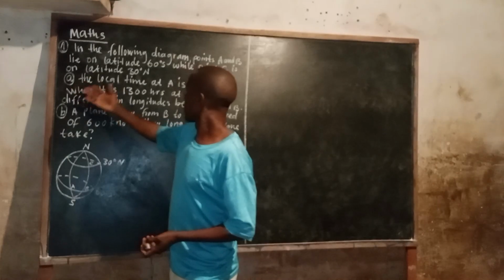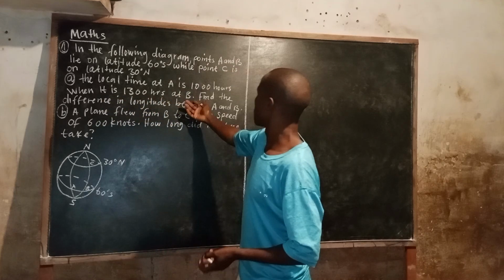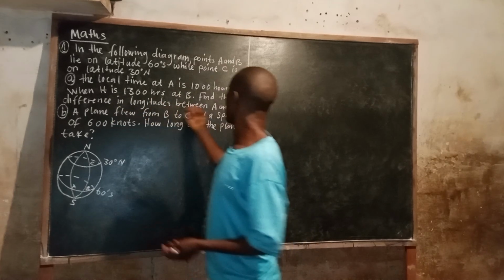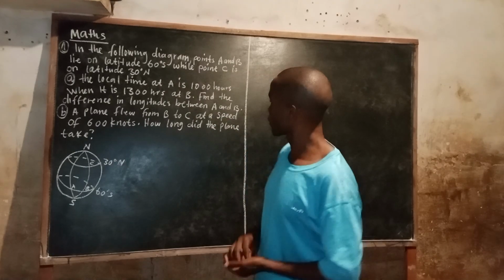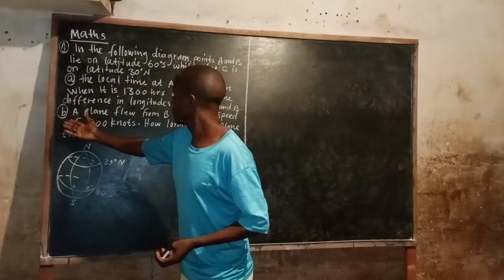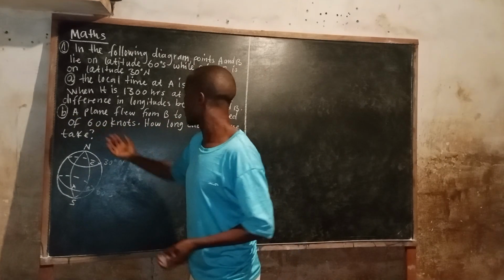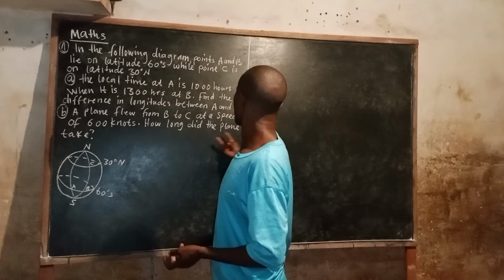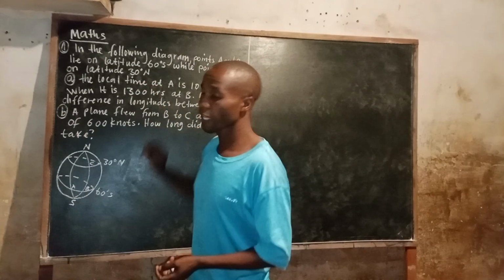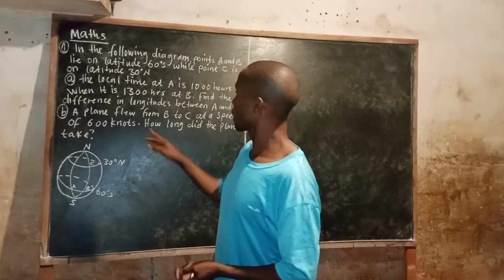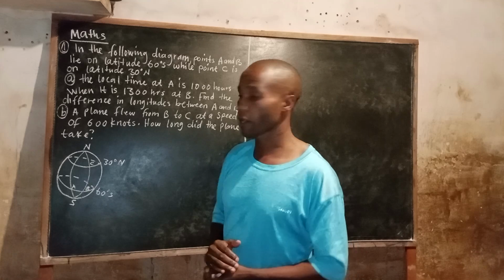Question A. The local time at A is 10 hours when it is 13 hours at B. Find the difference in longitude between A and B. That is the first question. Then the second question, which is B: a plane flew from B to C at a speed of 600 knots. How long did the plane take? Only two questions, so this question carries 3 marks. The first one 1 mark, the second one 2 marks. That is how they place questions in paper 1.